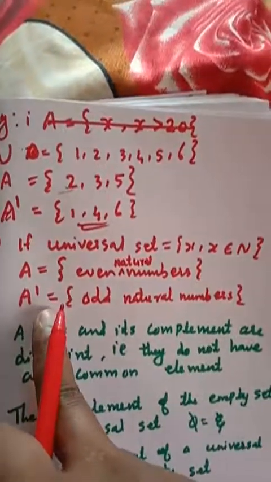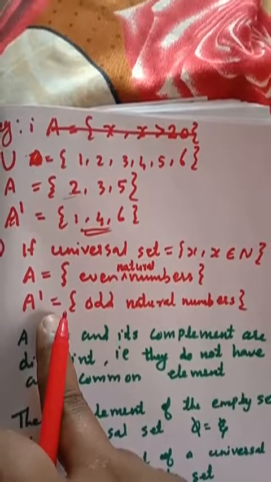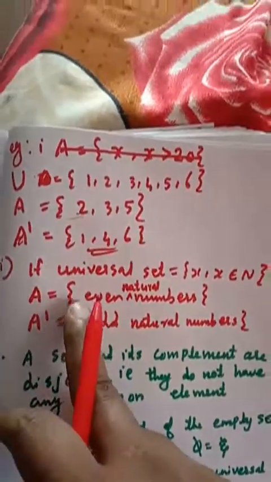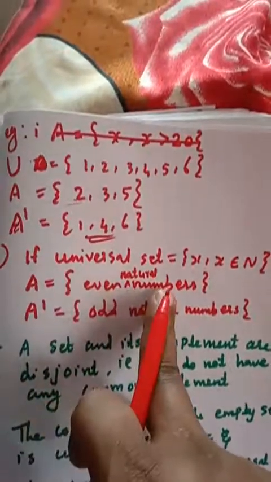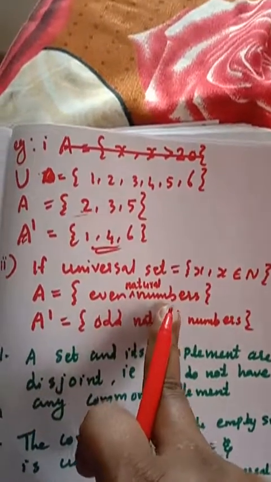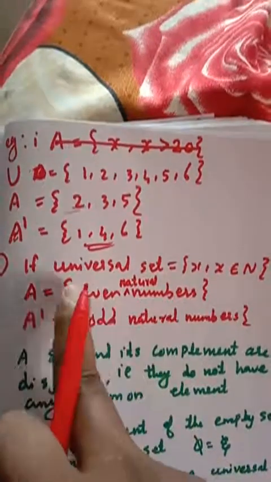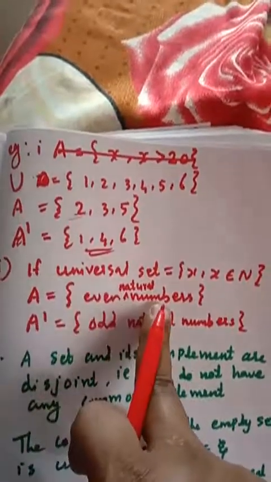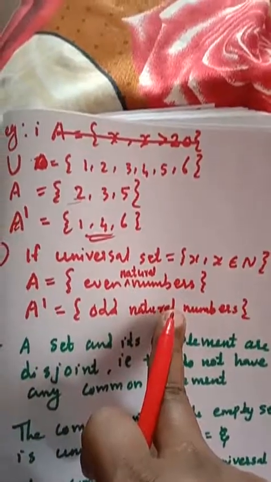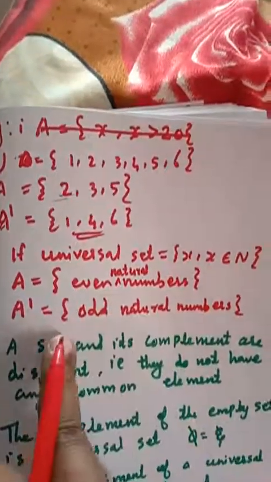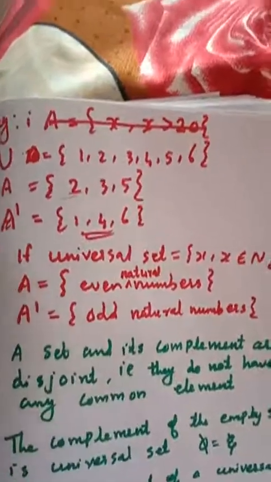A complement means not in A, but in the universal set. The even natural numbers are in set A. Then the numbers not in A, since the even natural numbers are in A, are the odd natural numbers. So A dash is the odd natural numbers. Okay.